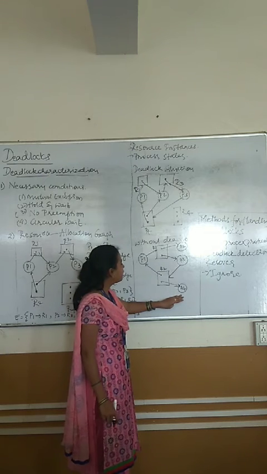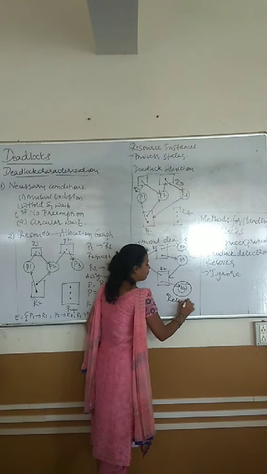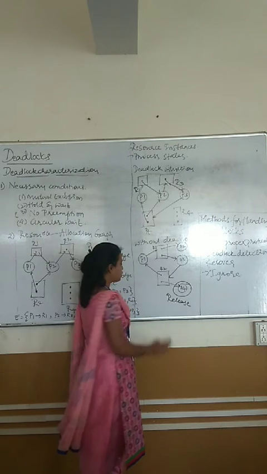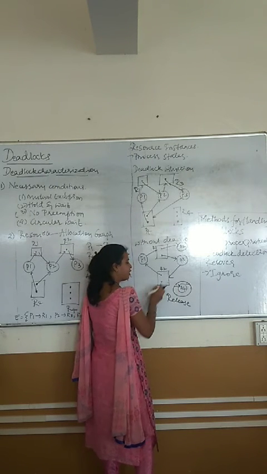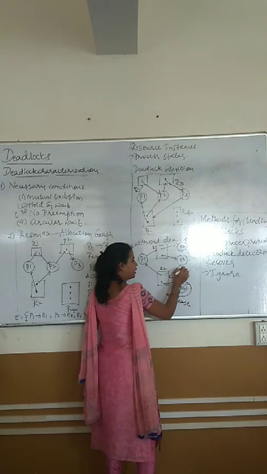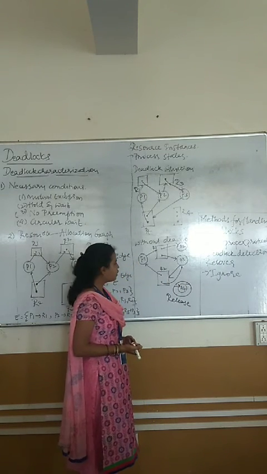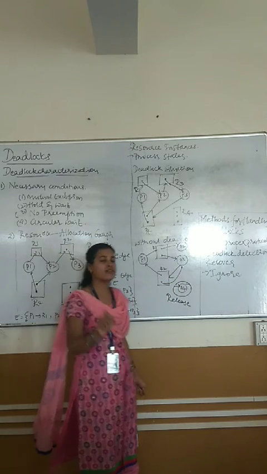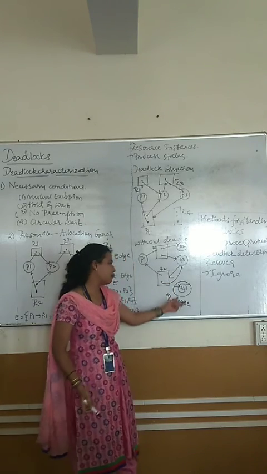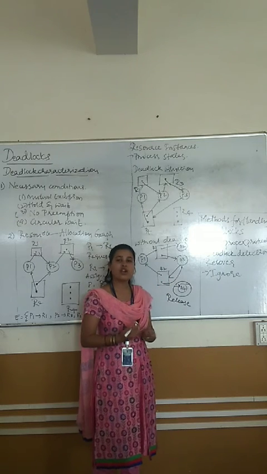If P4 releases this resource, this instance will become free. When this instance becomes free, this resource allocation can be done to P3. P3 will complete its work. Like that. So here the cycle is present, but it is not a sufficient condition, because if one process is releasing an instance of the resource, then deadlock will not happen.